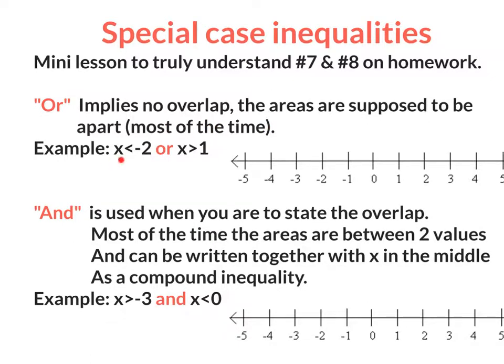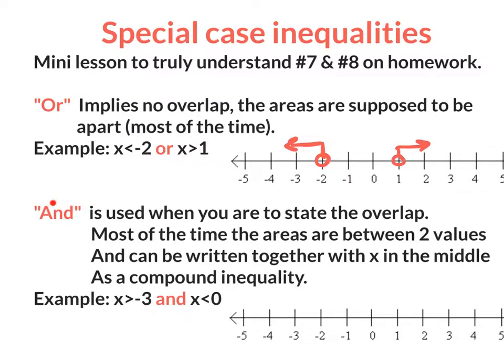But here's an example. X is less than negative 2. Okay, so we go to negative 2, open dot, less than is to the left. And this one, X is greater than 1. So we go to 1, open dot, greater than is to the right. And most of the time, that's what the word or implies, that the area goes this way or this way, right? Apart from each other. We all know that.